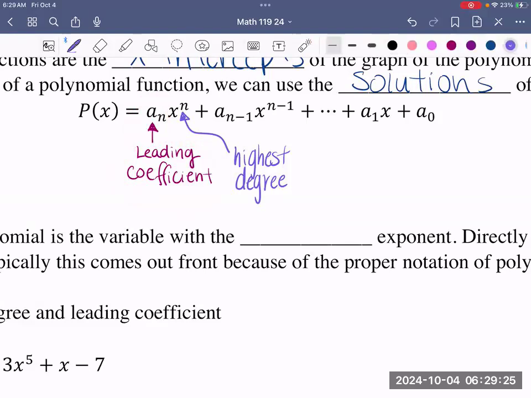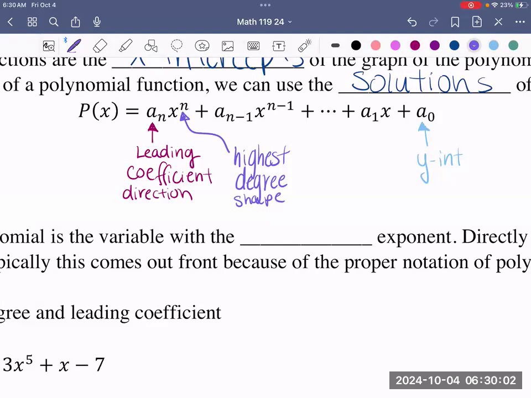Now, another key bit of information when it's in this form is this a sub 0. This is your y-intercept. So these are the only important bits of your polynomial in this form that we can gather. So the leading coefficient telling us the direction, the highest degree telling us the shape, and then your y-intercept being, well, where exactly are we touching your y-axis?